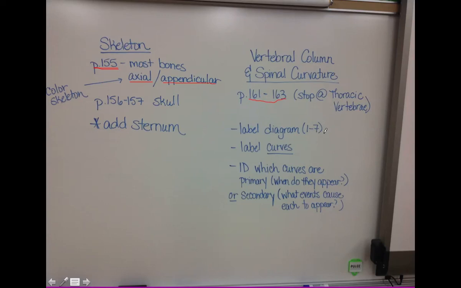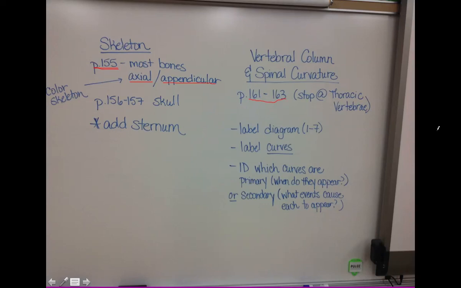First of all, you're going to label the diagram numbers 1 through 7, and you need to make sure that you are reading very specifically to uncover the names for number 6 and number 7. Okay, look at where they are, look at what region of the spine they are in, and that should give you some clues that you can find from the reading. In addition, you need to label the curves.